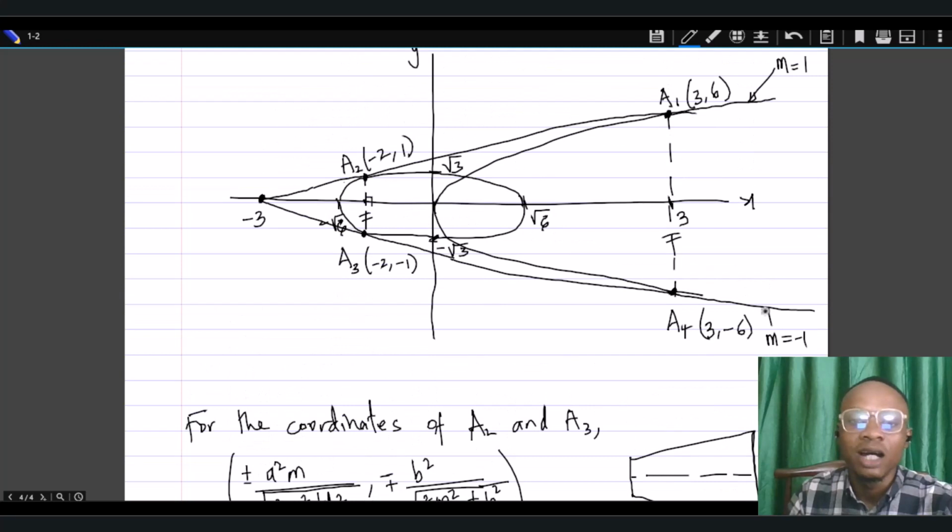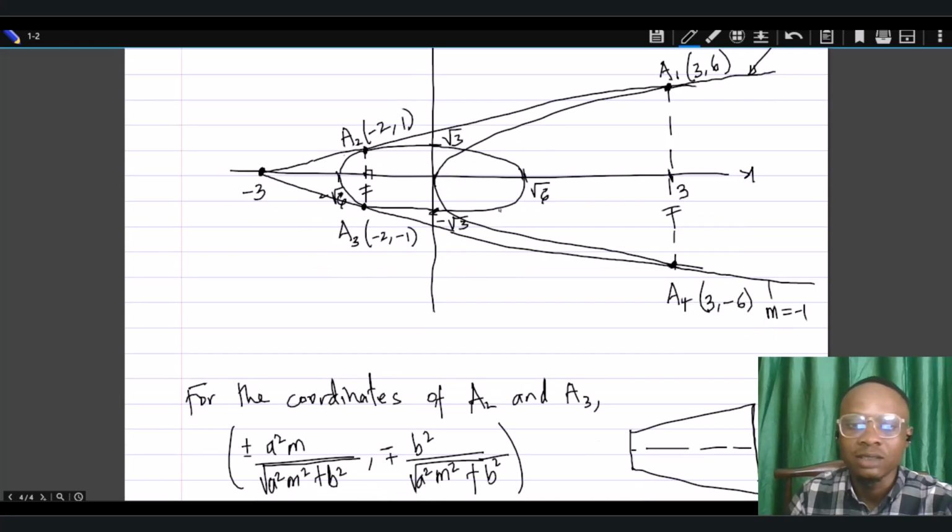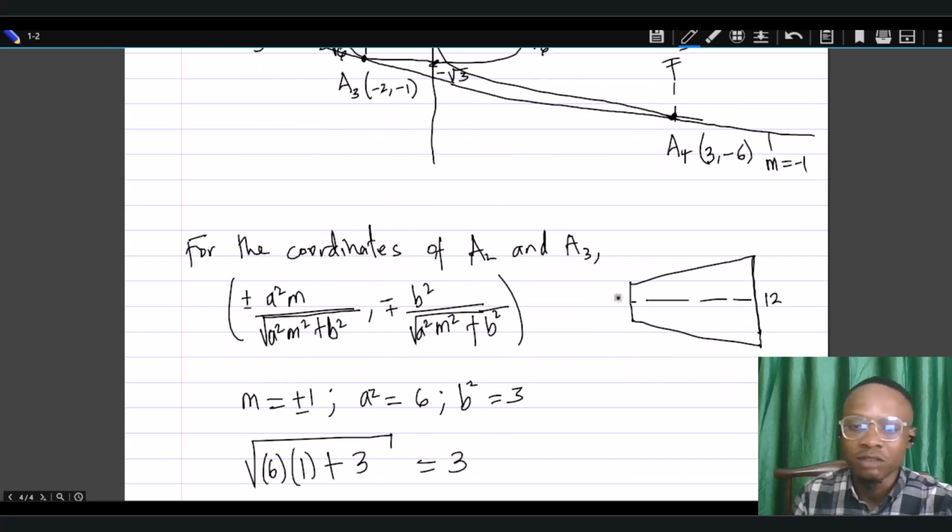Okay, and for this also we observe the same thing, that the distance from this point to this point is 1. That's the coordinate here. The distance from this point to this point is 1 as well. So the addition of those will give us 2.